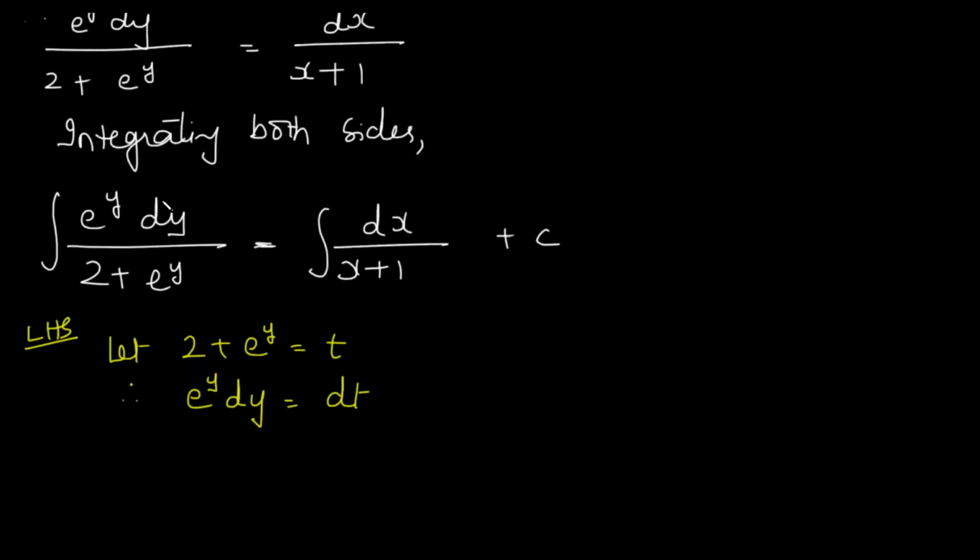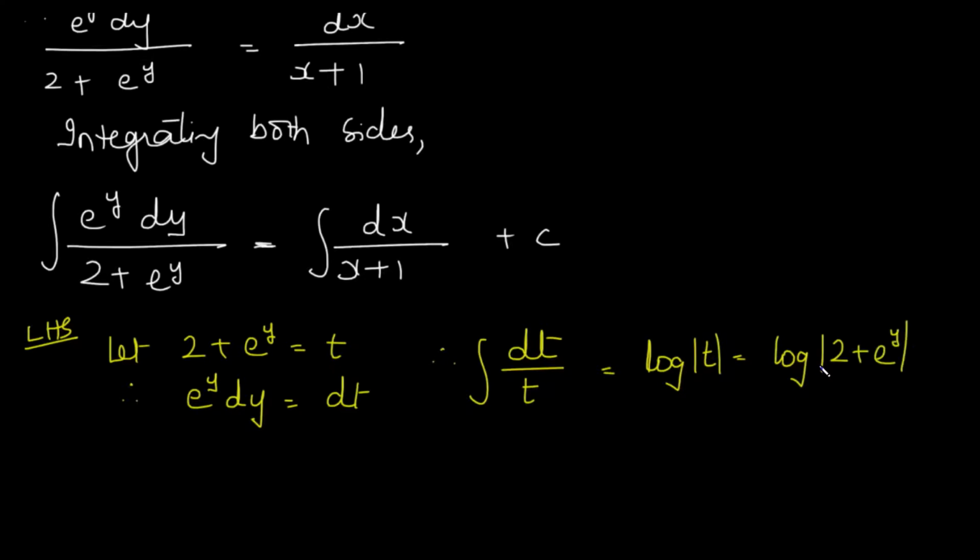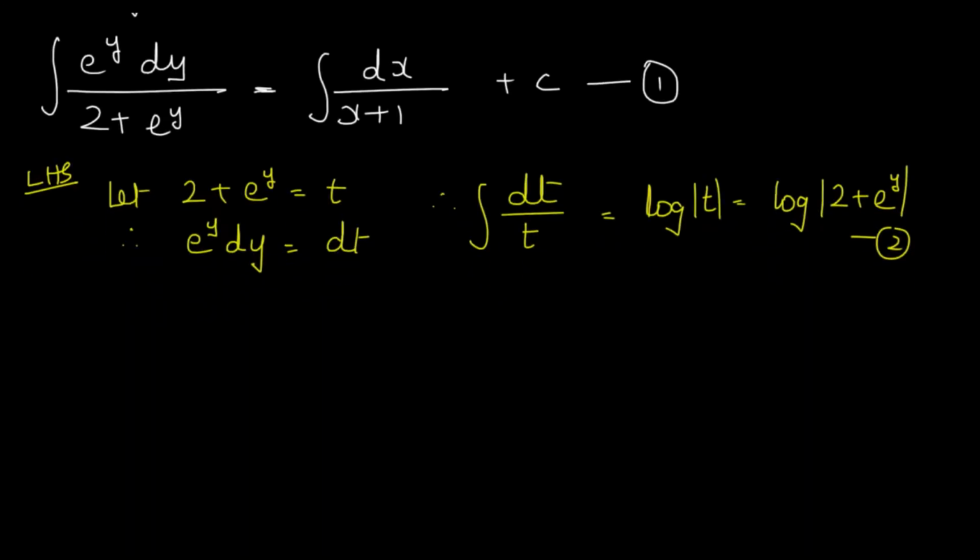So e raised to y dy becomes dt, and therefore we get integral dt upon t, which is log t, which is nothing but log of 2 plus e raised to y. So thus we got this. Suppose this statement we number it as 1, so that it is easier for us to substitute and write down the answer directly.